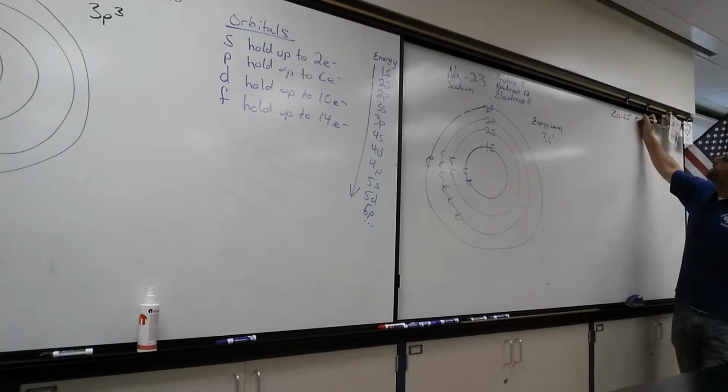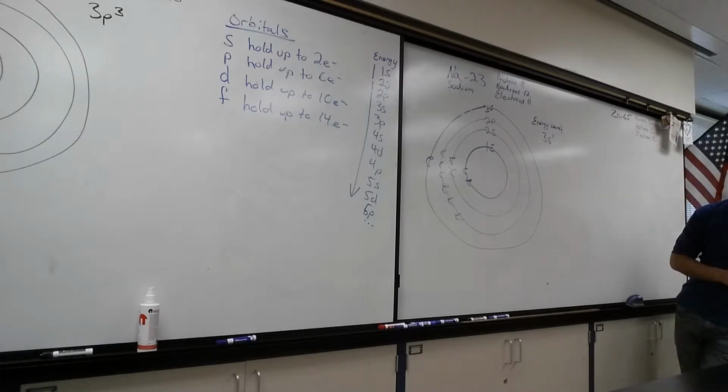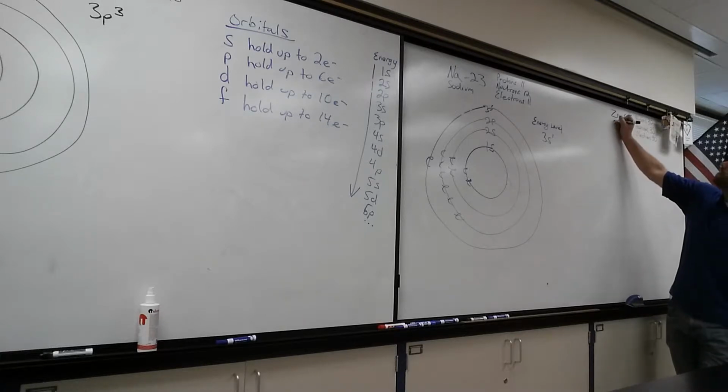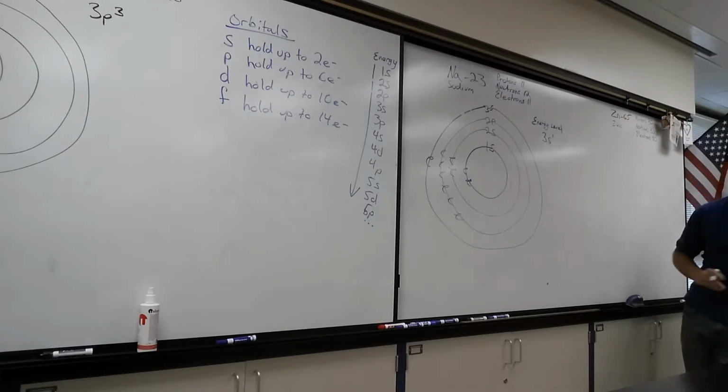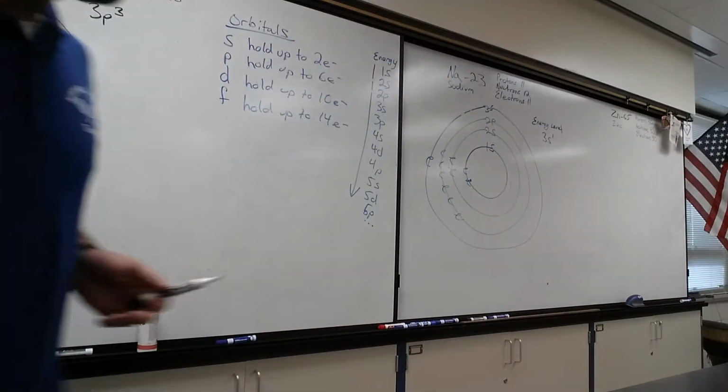How many protons in zinc 65? 30. How many neutrons in zinc 65? 35. 35, very good. And how many electrons are we assuming for now? 30, very good. You guys have done really well with this so far today. All three classes.